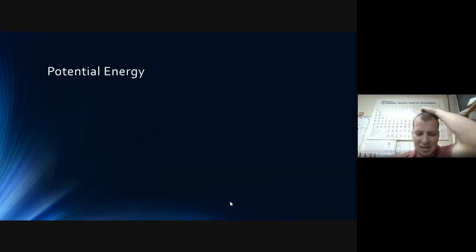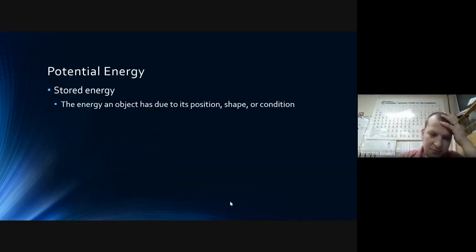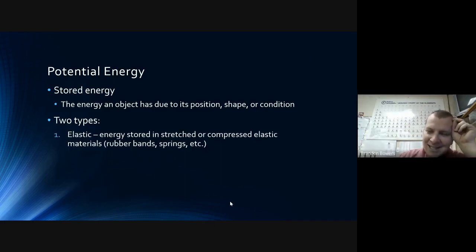There are two different types of energy. One is called potential, and potential is stored energy: the energy an object has due to its position, shape, or condition. There are two forms of this. The first type is elastic. It's exactly what you think it is, kind of like a rubber band: energy stored in stretched or compressed materials.